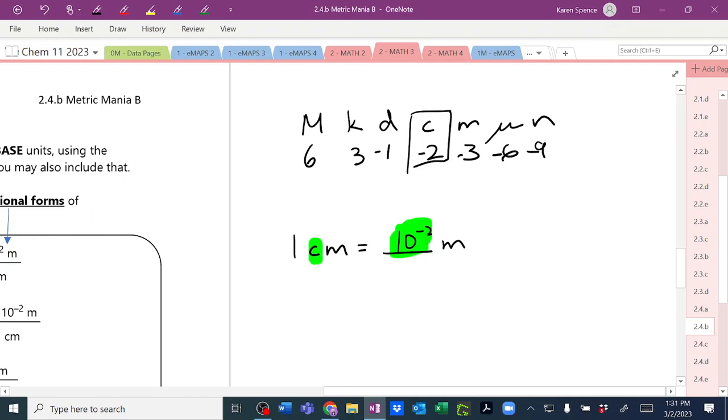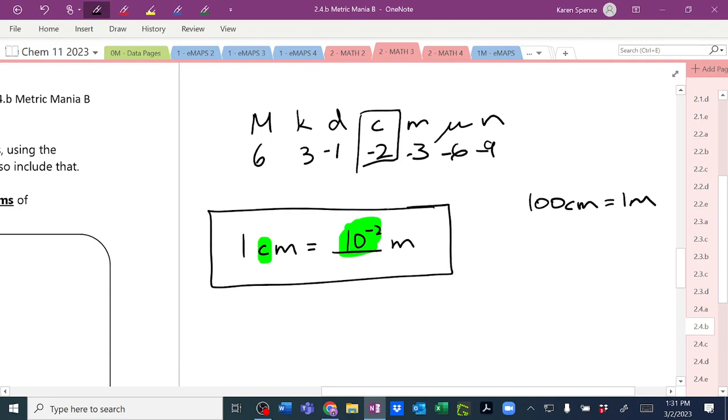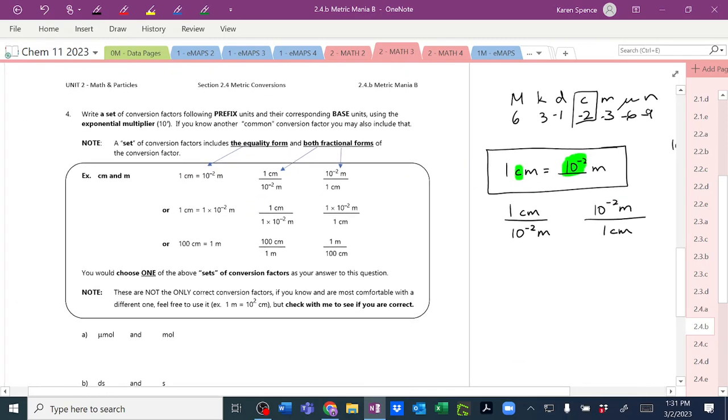So if you need to convert between centimeters and meters, and you forget that 100 centimeters is equal to 1 meter, you could use this as a conversion factor. Yes? So you could do 1 centimeter per 10 to the negative 2 meters, or you could write it as 10 to the negative 2 meters per 1 centimeter. Okay? So that's how you can write your conversion factors.